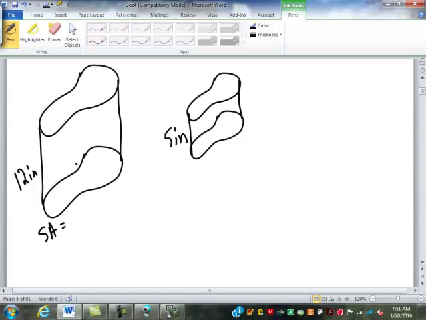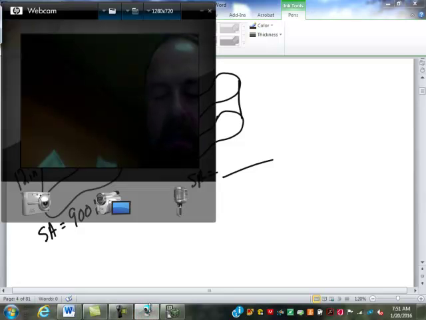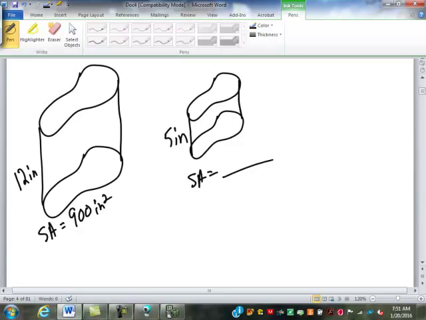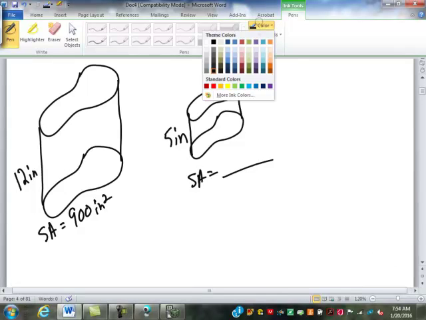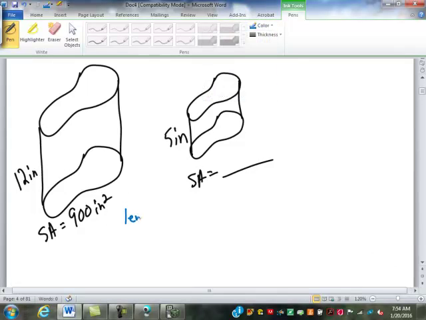So let's say for this first one here, and this isn't in reduction now, it's been shrunk. Let's say the surface area of this first one here is 900 square inches. In your notes, try to find the surface area of that second one quick. So, what's our ratio of lengths? 12/5. Not much we can do to adjust that, is there?